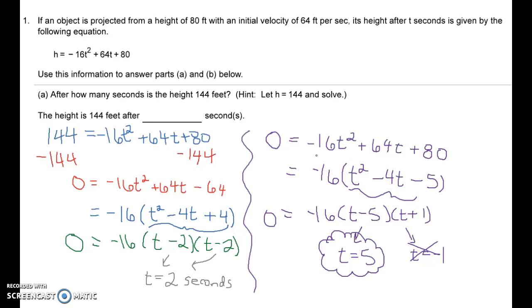Hopefully that was helpful. Again, to me the key is taking out that GCF as big as you can, 16 or 8 or 4 or even 2, taking out that leading negative, and that should make the trinomial you have left much easier to factor. So I hope this was helpful for you.